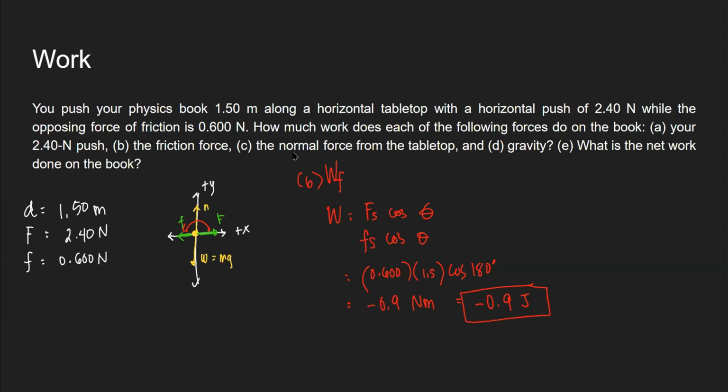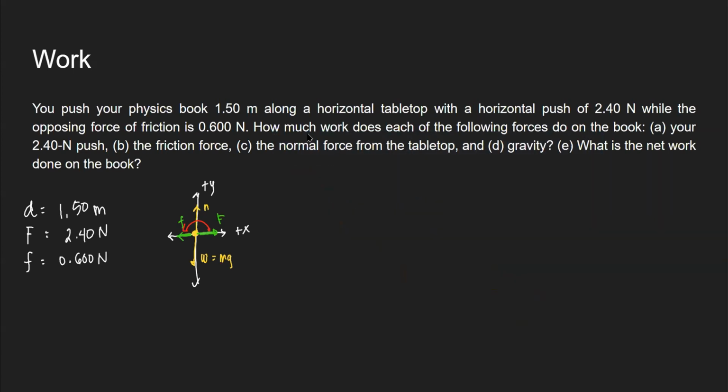Okay, so next is our letter C. Letter C is the normal force from the tabletop. This is our tabletop, and the normal force is pointing upwards. We know that our theta, the angle between your normal force and your S, is 0. So that would just give us, sorry, I stand corrected, 90 degrees, not 0. So this would be 90.